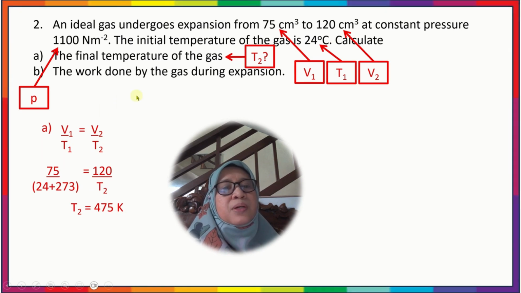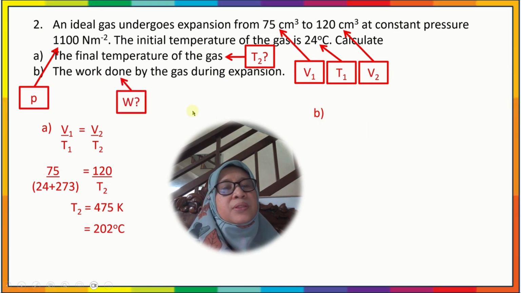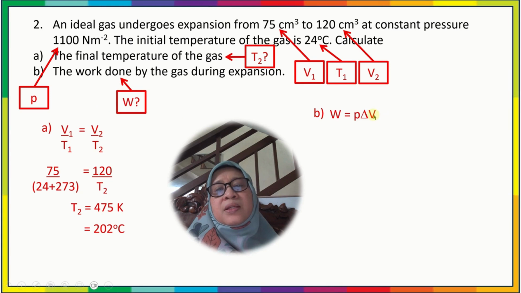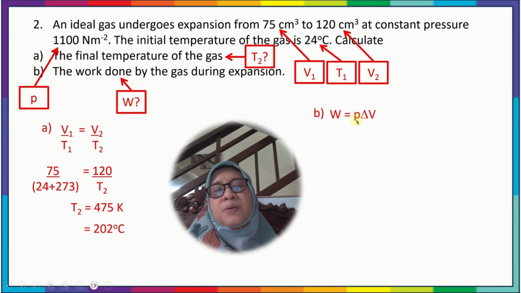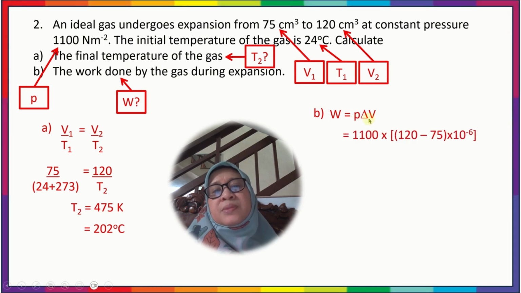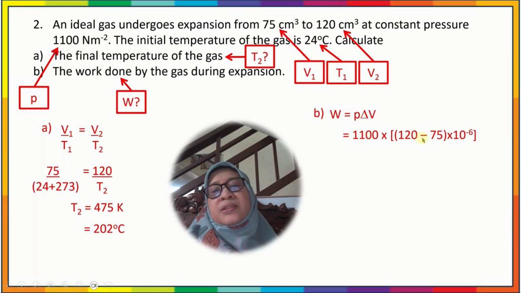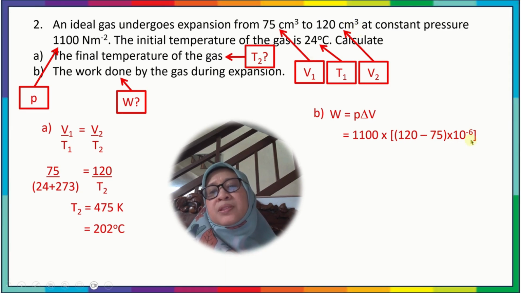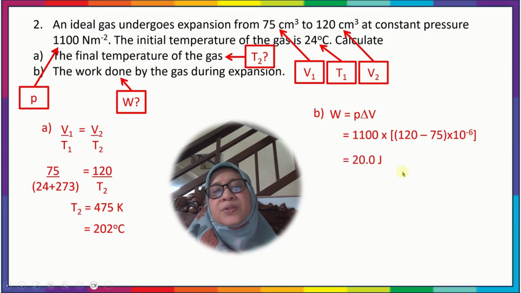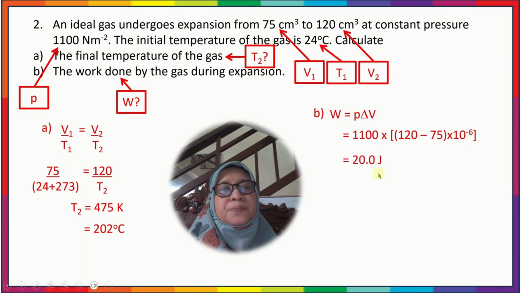Question B: work done by the gas during expansion. For the work done, we use P delta V because pressure is constant. So pressure times change in volume. Pressure is constant at 1100, and the change in volume is 120 minus 75. Don't forget to convert to meter cube, so times 10 to the power of negative 6. The answer is 20.0 joule. So that's done for question 2.